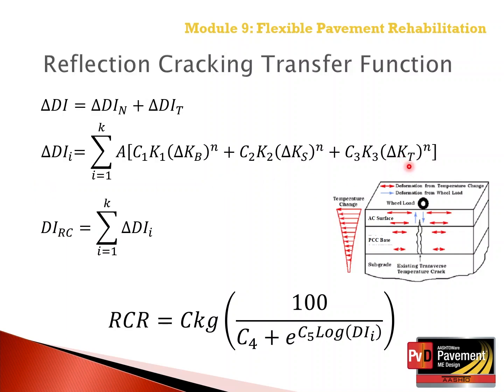So the change in the stress intensity factors is converted to a change in the damage index. And then, just like for fatigue cracking, the total damage index is defined by the accumulation of the damage index in terms of reflection cracking throughout the design period. And then this is the reflection cracking rate transfer function that's used to predict reflection cracks in the asphalt overlay.